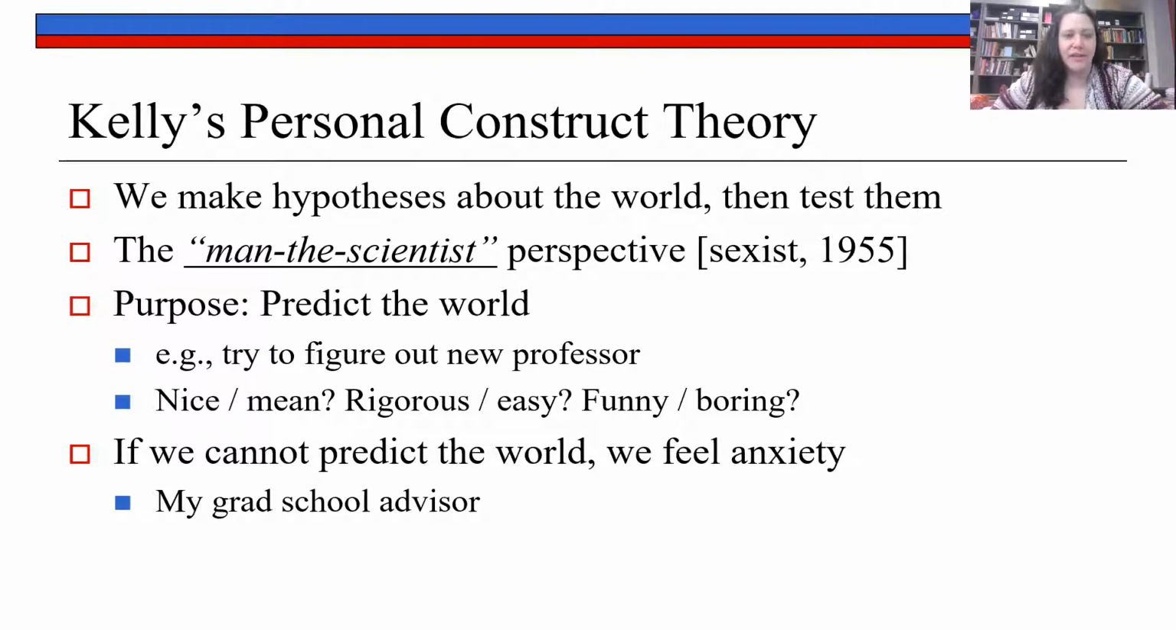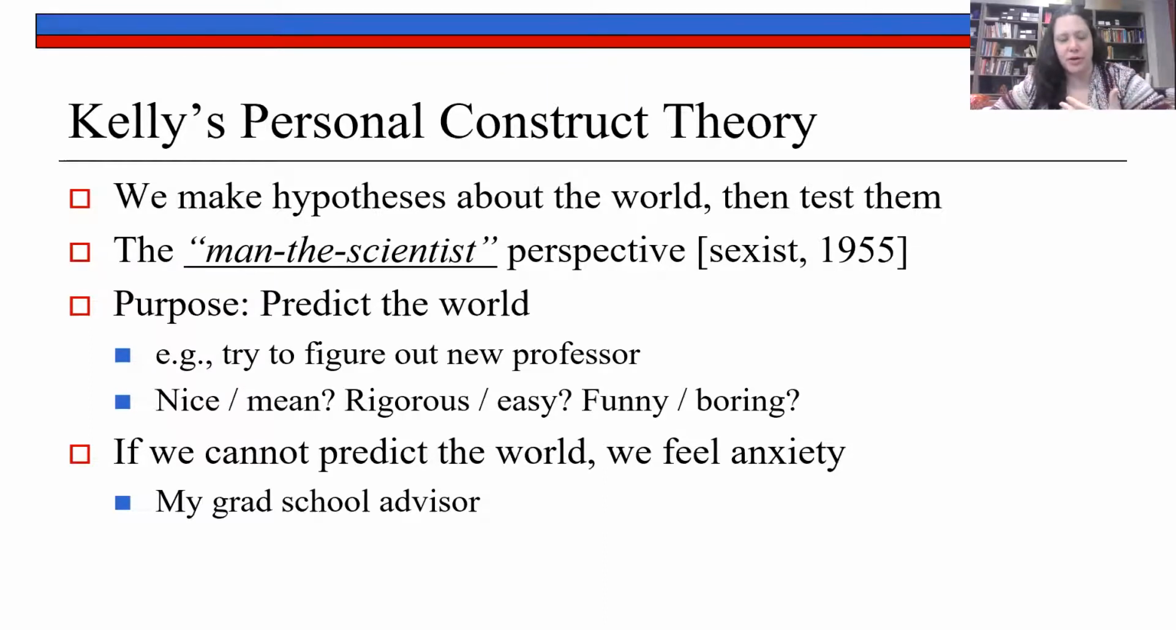which is a phrase that we use for basically people who kind of use the scientific method in their daily lives. He called this the man, the scientist perspective, which again is some sexist terminology. Today we would say the person, the scientist. But again, he wrote this in 1955. So I guess we can kind of give him a break. Okay. So again, he says the purpose of our personality is to predict the world.